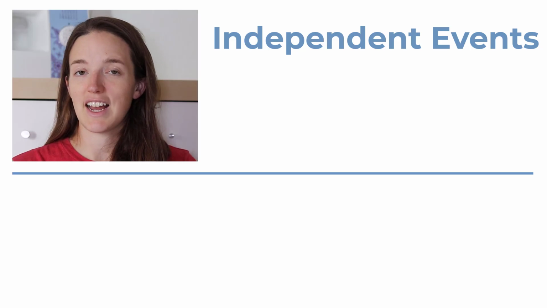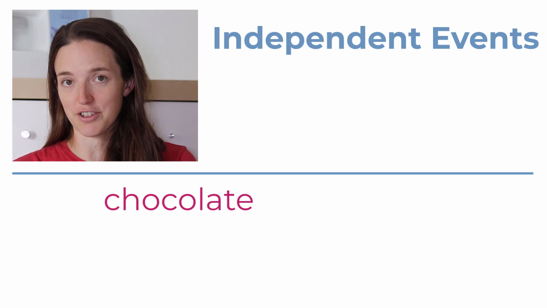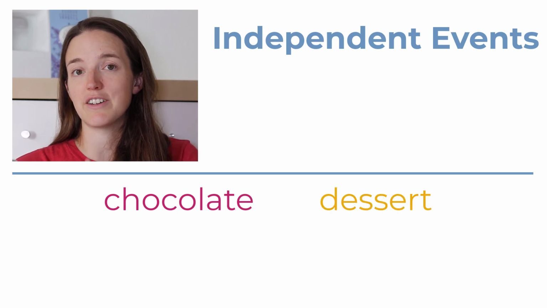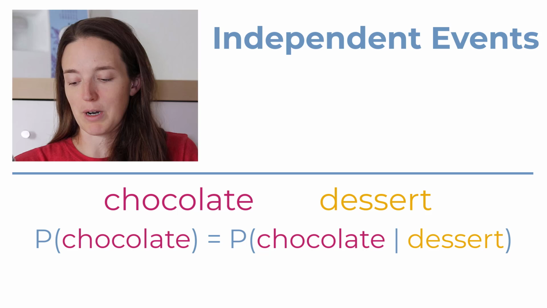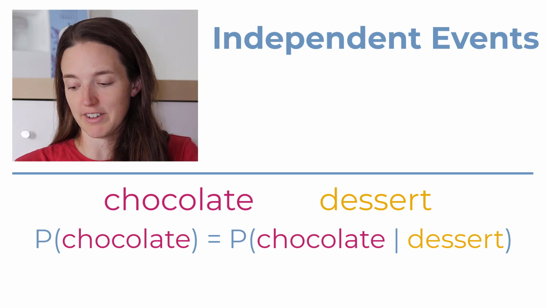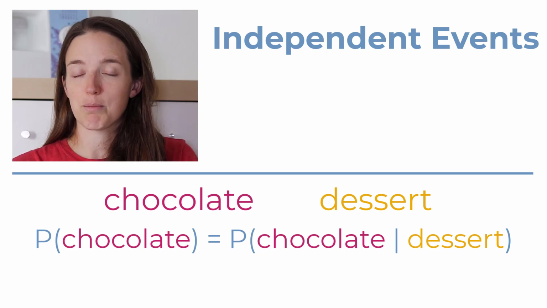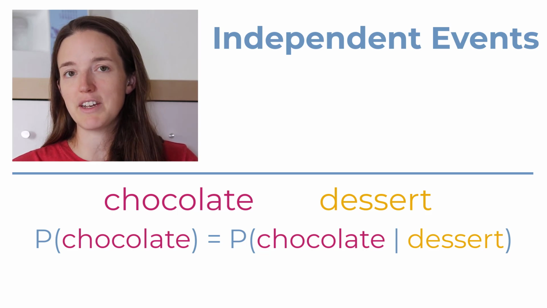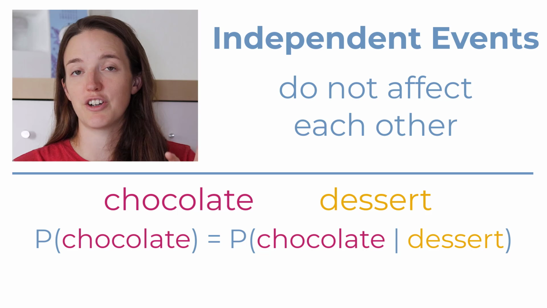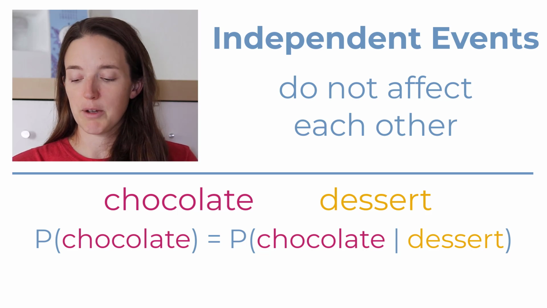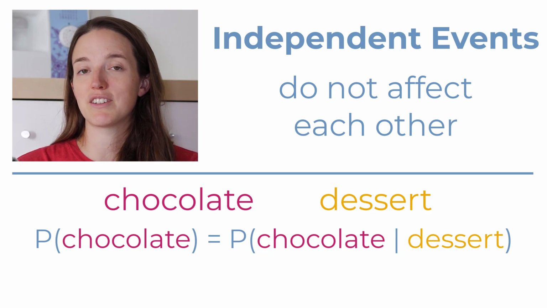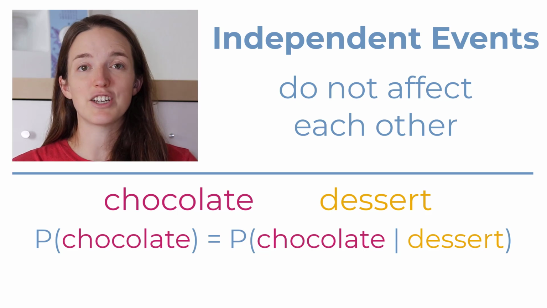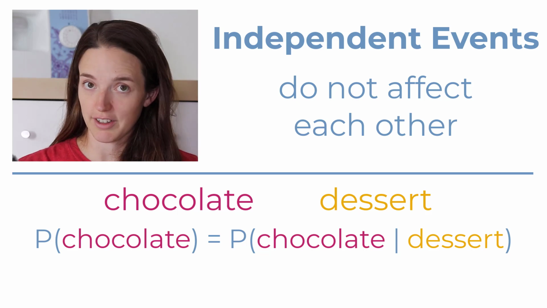The events has chocolate and is a dessert recipe would be independent if this was true. If the probability of a recipe being a chocolate recipe was equal to the probability of it being chocolate given that it's dessert. Okay, independent means that the two events do not affect each other. So if this is true, it basically means that knowing the recipe is a dessert recipe does not change the probability that it's a chocolate recipe.